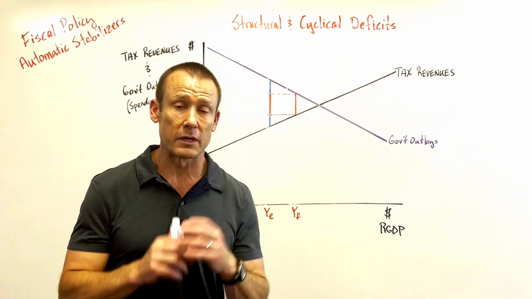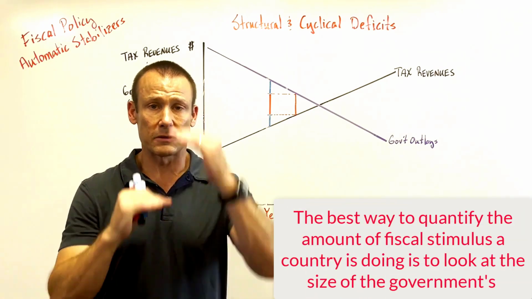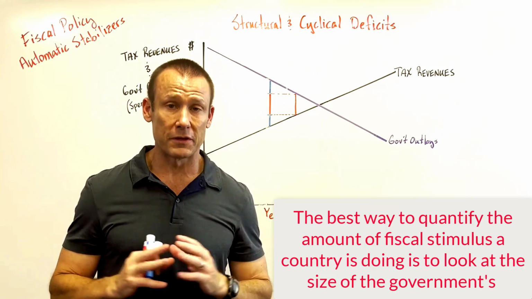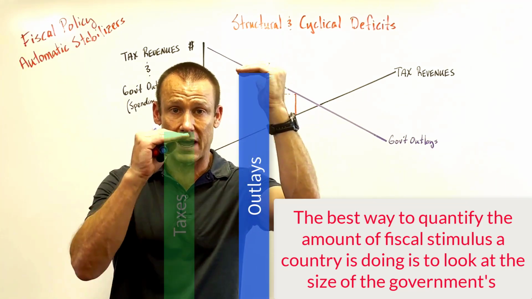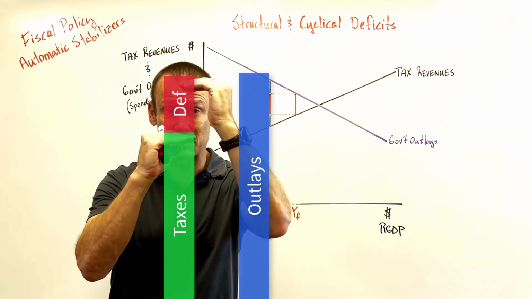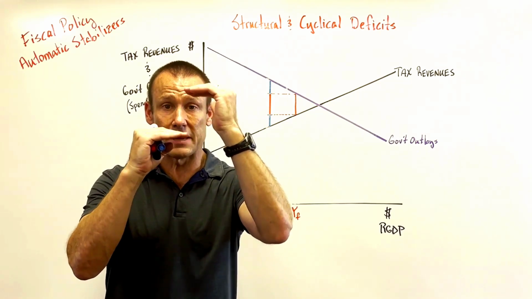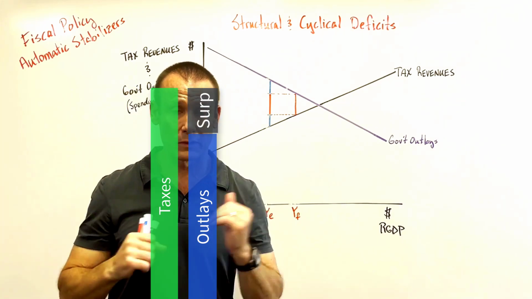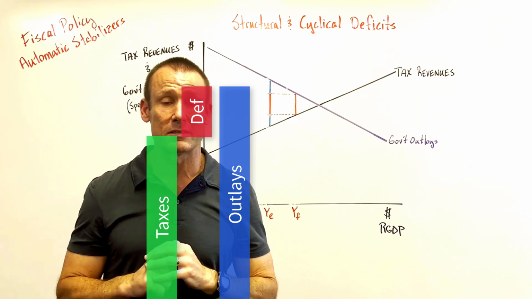Now, to understand that, I think it is very important that students understand the amount of fiscal stimulus that we are doing. They should associate it with the size of the government's deficit, okay? Let me tell you what the government's deficit is. It's a situation where the government outlays are more than the tax revenues. That difference between the tax revenues and the outlays is the size of the deficit, okay? Now, if the tax revenues actually got more than the outlays, we would have a surplus.